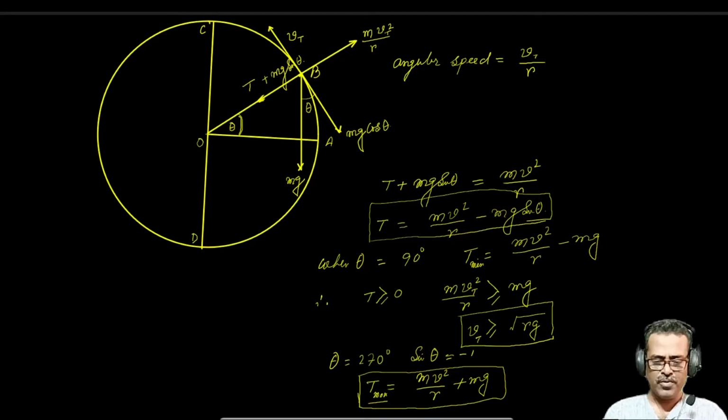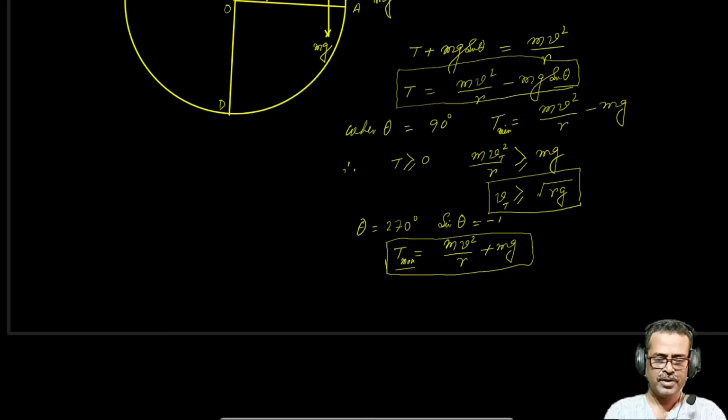Now, if we consider this part of the force, mg cos theta, it acts against the tangential velocity. So, the retardation of the object is equal to g cos theta.